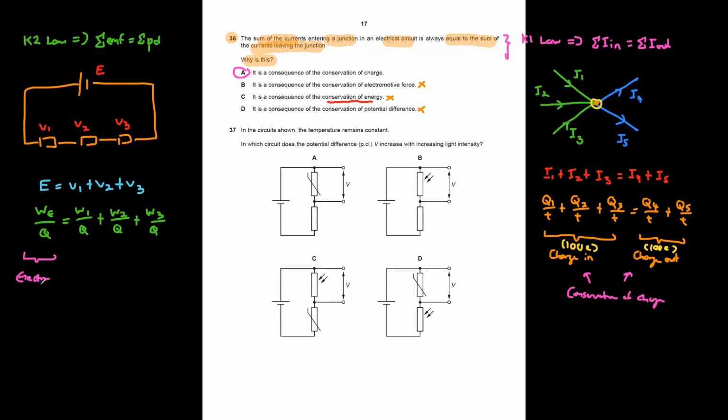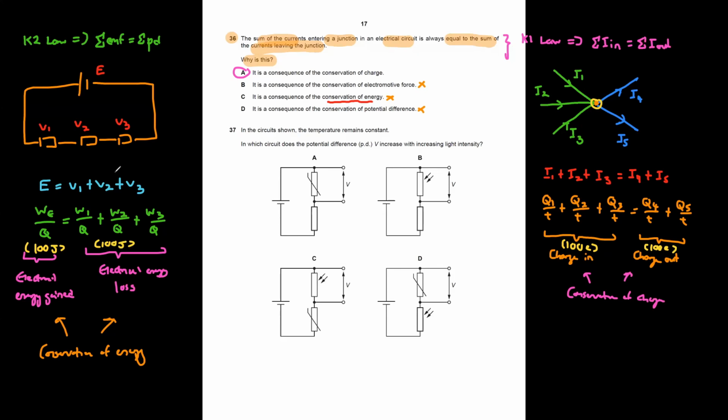So in your case, the electrical energy gain is equal to the electrical energy loss. This is a consequence of conservation of energy. If you gain 100 joules of electrical energy at the battery, you will lose a total of 100 joules of electrical energy at the resistors. So that is question 36.